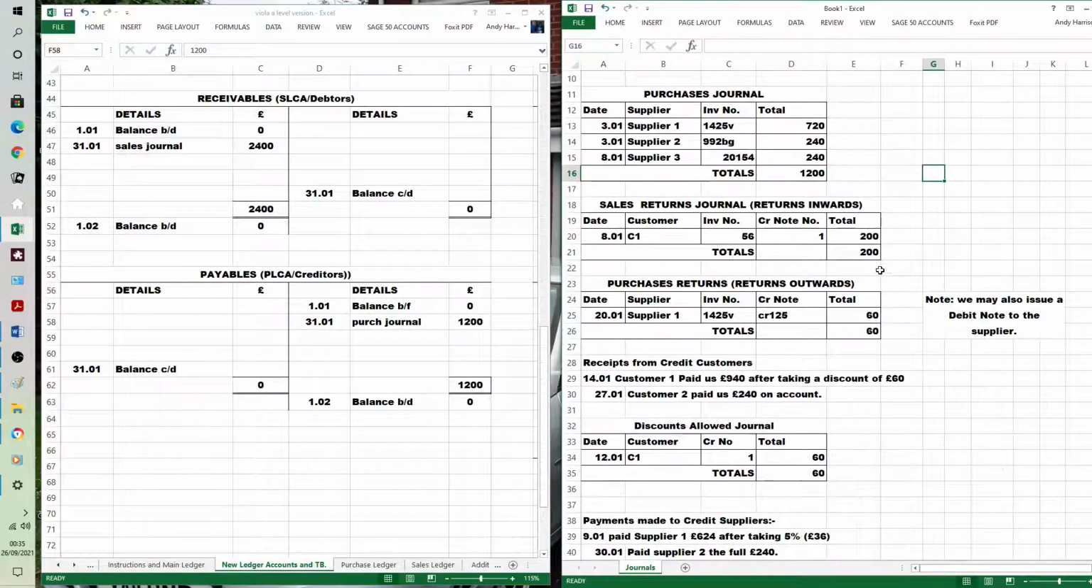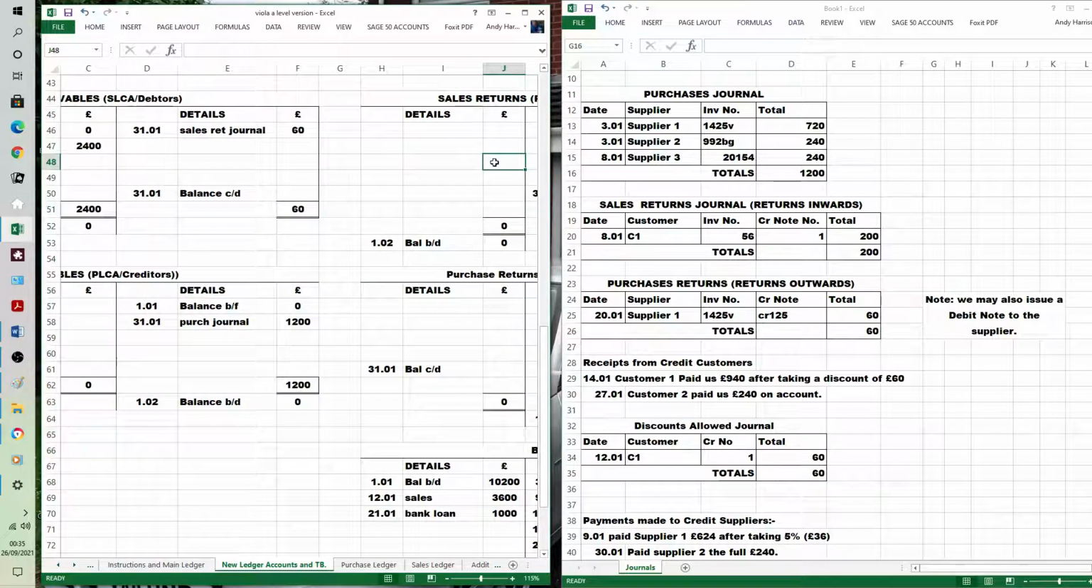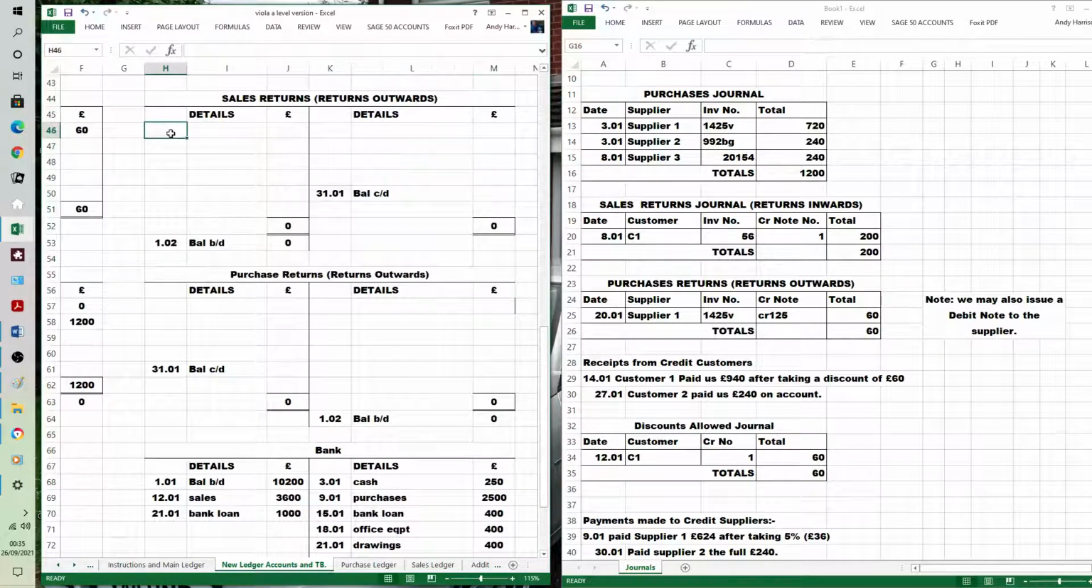And then we've got a sales return, so if the sales were on the debit side, reducing the amount our customers owe us because they've sent us some goods back, credit side, and then we'll need the sales returns account. Sales returns by themselves.